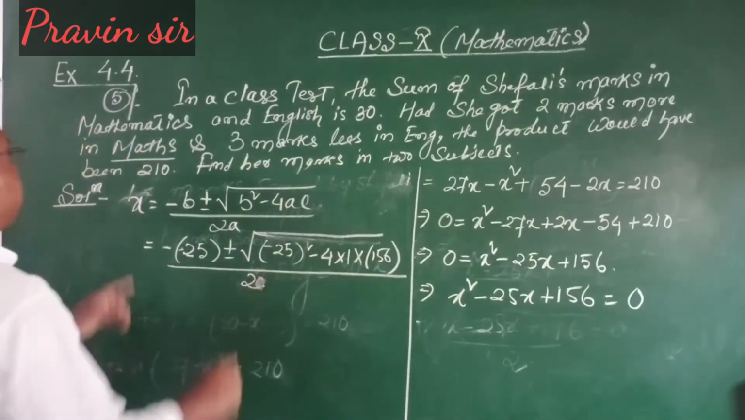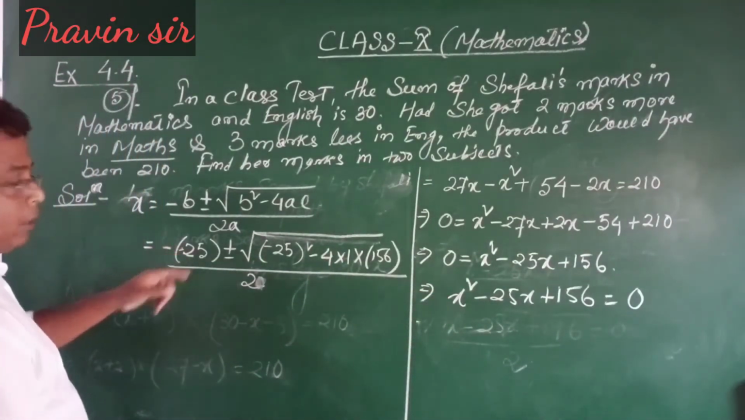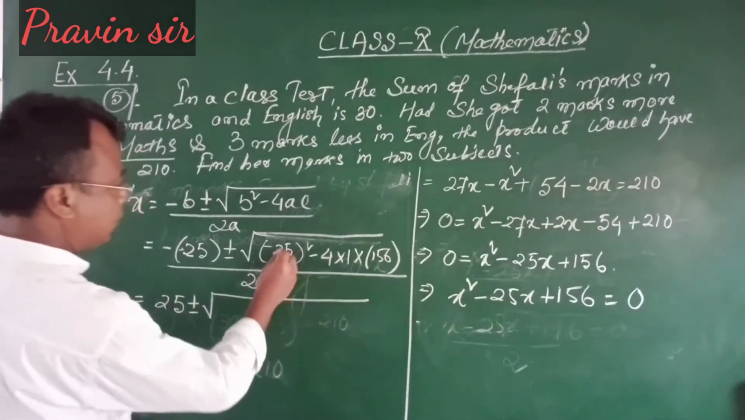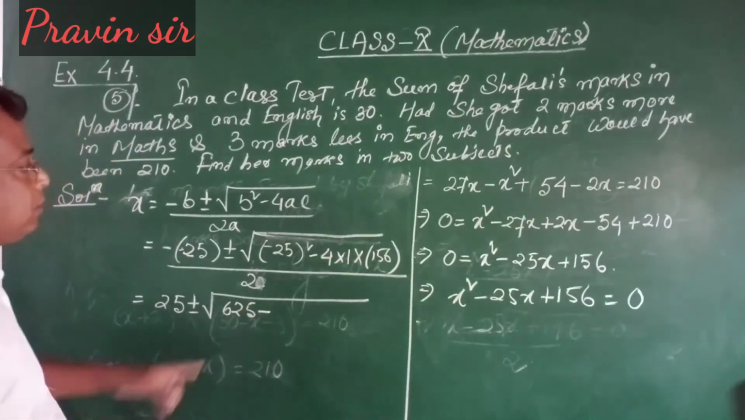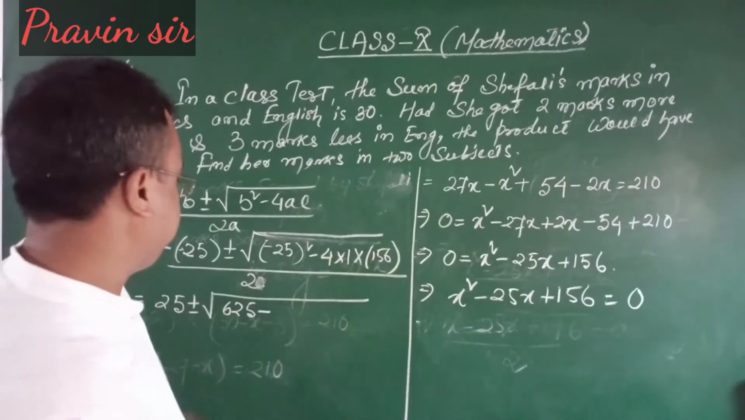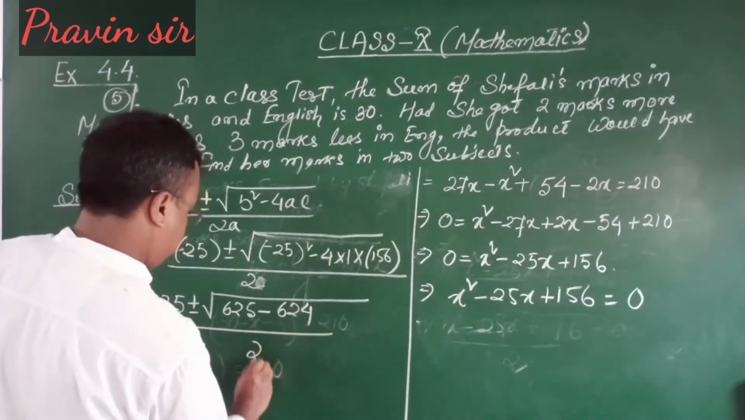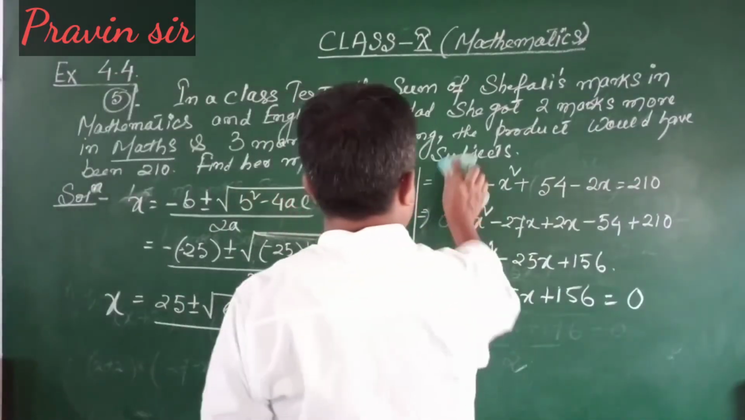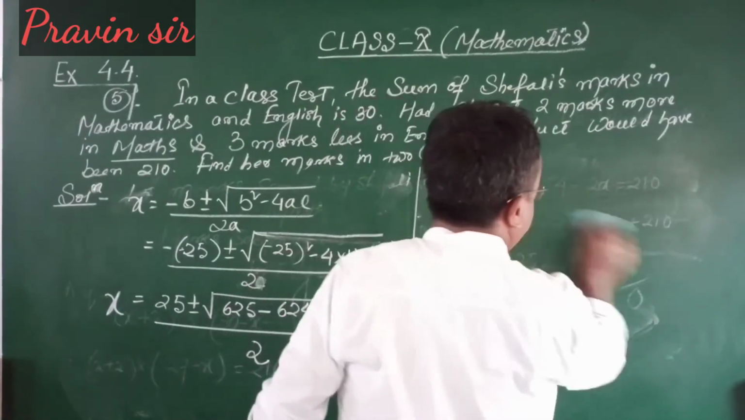A means what? What is a here? 1. So now it is minus and minus 25. It is plus 25 plus minus root over 25 square is 625 minus 4 into 1 into 156, it is 624 divided by 2. So x we got 25 plus minus root over 624, 625 minus 624. Okay.